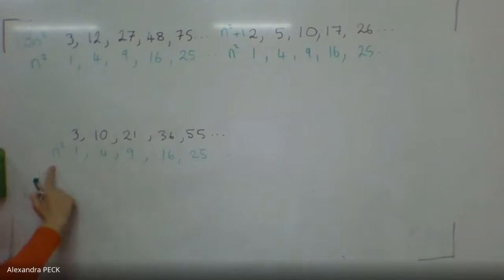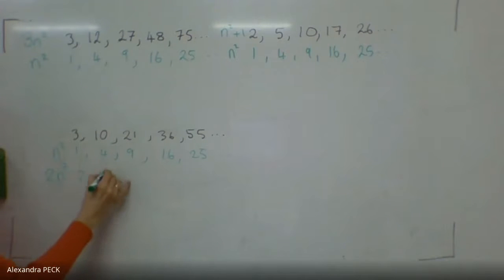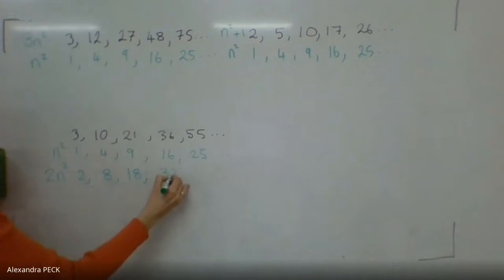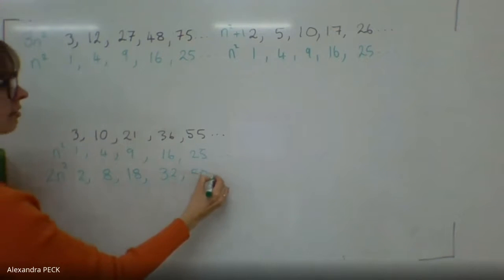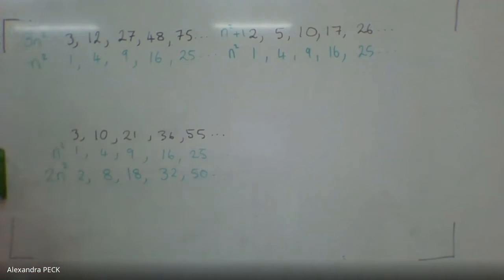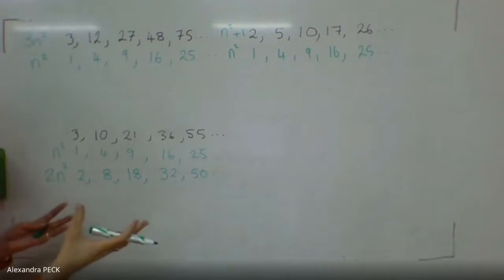I'm going to try doubling my sequence here, to see if I can get a bit closer to the original sequence. So let's take 2n squared. That's going to be 1 times 2, which is 2. 4 times 2 is 8. 9 times 2 is 18. And we've got 32 and 50. Okay, so this is a little bit of trial and error here.